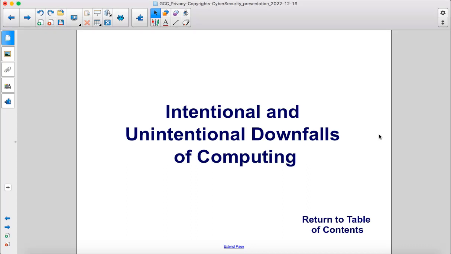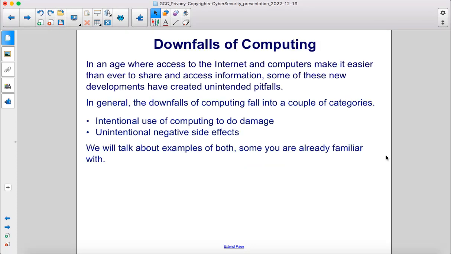Intentional and unintentional downfalls of computing. In an age where access to the internet and computers make it easier than ever to share and access information, some of these new developments have created unintended pitfalls.